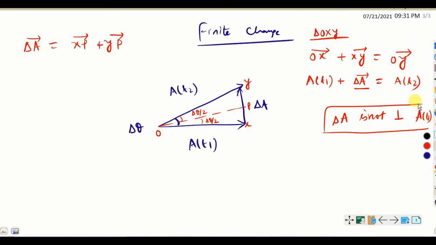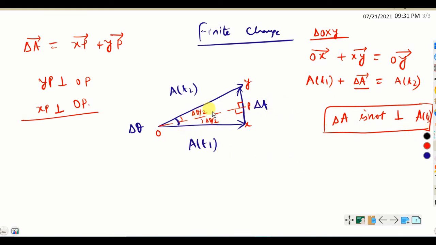So this is the meaning of finite change. In the earlier case we had a very infinitesimal change; the change was very small. Now let's say we have some finite change. So in finite change, what happens to this delta A if it is not perpendicular? We have made this bisection, and with this bisection YP is perpendicular to OP, and XP is perpendicular to OP. But delta A is not perpendicular to A1.